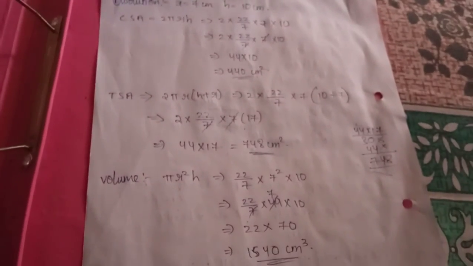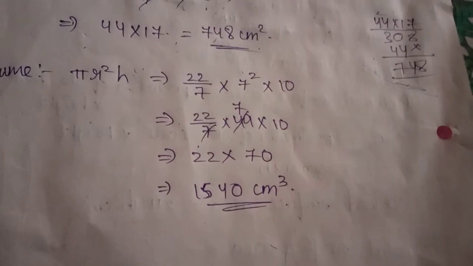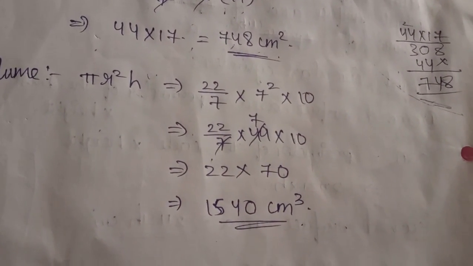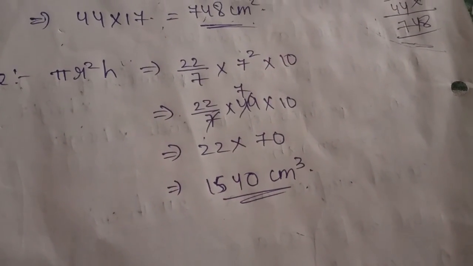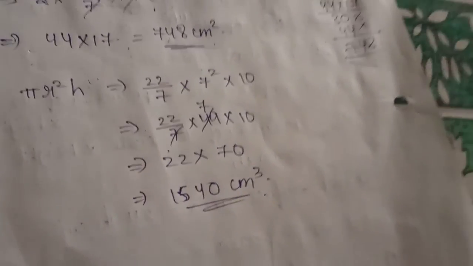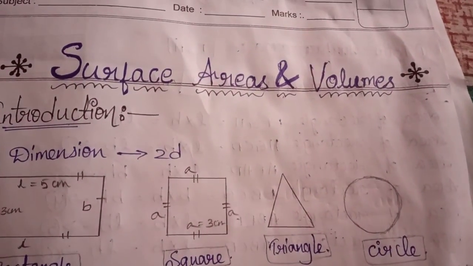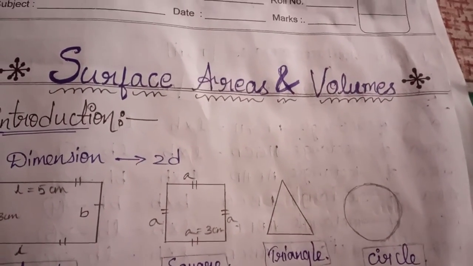So this is about cylinder. Here we have learned the surface area and volume formulas of three-dimensional objects, the cube and the cylinder. So this is about surface areas and volumes, and the remaining part will be there.